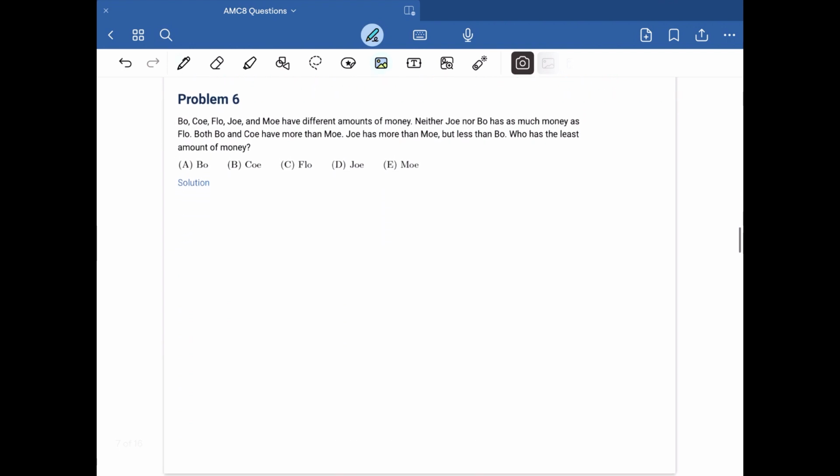Problem number 6 says, Bo, Ko, Flo, Joe, and Mo have different amounts of money. Neither Joe nor Bo has as much money as Flo. Both Bo and Ko have more money than Mo. Joe has more money than Mo, but less than Bo. Who has the least amount of money? So first we'll write it all as equations. Neither Joe nor Bo has as much money as Flo. So Flo has more money than Joe and Bo.